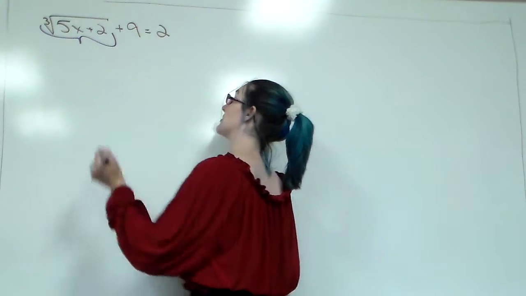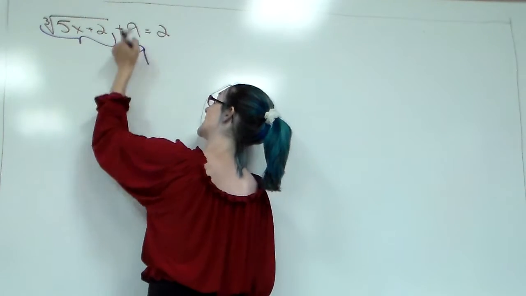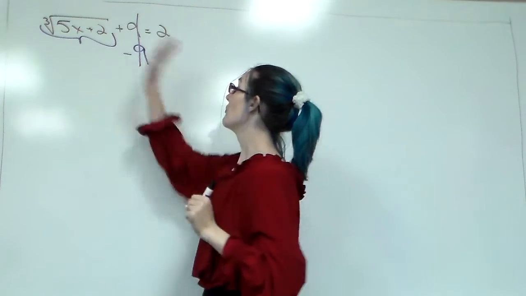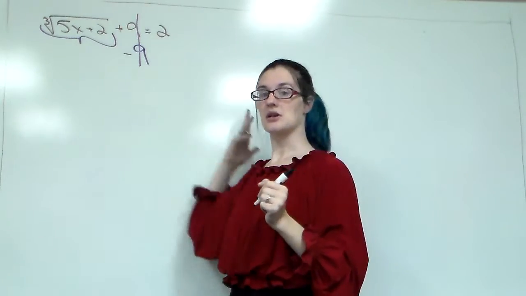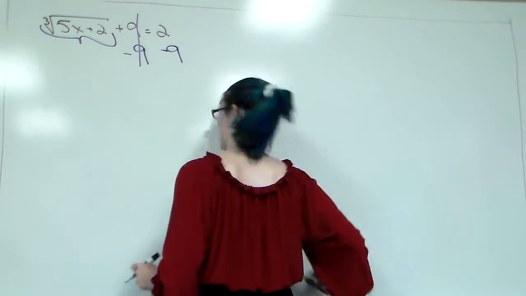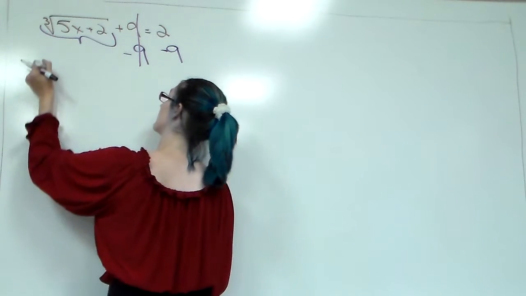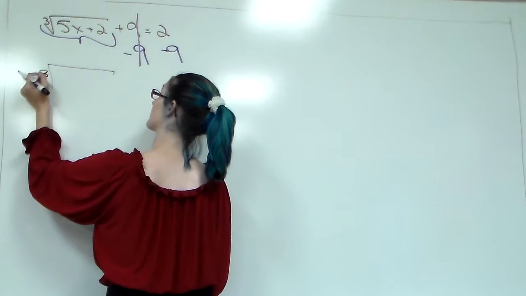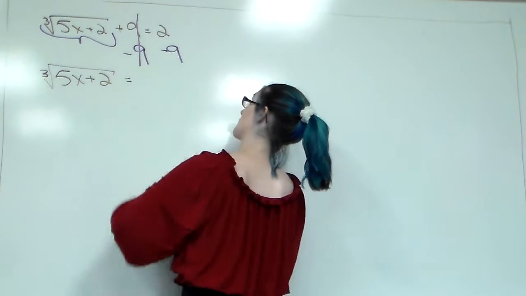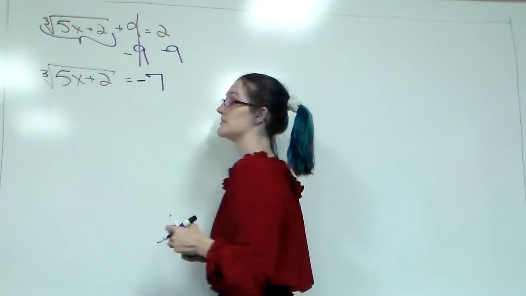So I need to get rid of the 9. It's being added. I'm going to do the opposite, which is subtract it. What I do to the left side, I must also do to the right side. Everything falls. The radical symbol falls. 2 minus 9 is negative 7.